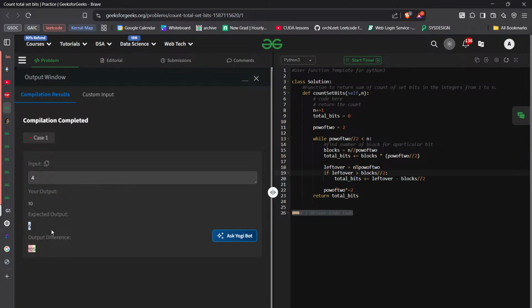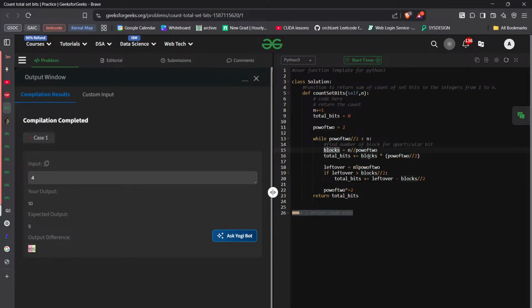Your output 10, expected 5. What's happening here? Why is it doubling? Total bits plus equal to blocks into power of 2 divided by 2. Is this correct? Power of 2 is 1. Total blocks I found 5. So 10 divided by power of 2 is 5.